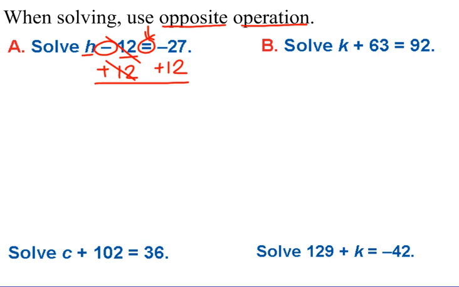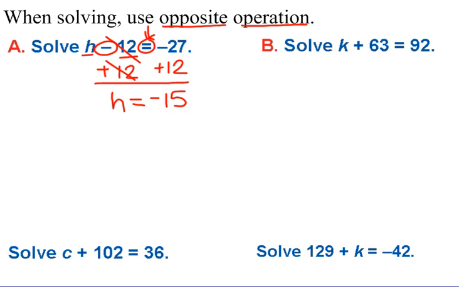We're going to bring down the h. And being careful of signs, different signs, you find the difference and take the sign of the higher number. The difference is 15. The higher number is negative. So it's negative 15.